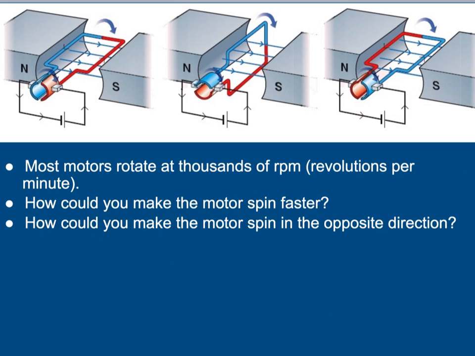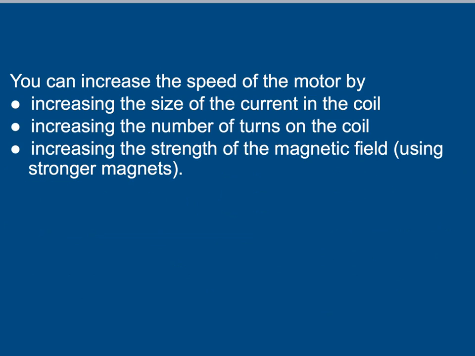Most motors can rotate at thousands of revolutions per minute. Have a think about how you can make a motor spin faster and how you can make a motor spin in the opposite direction. Okay, one thing you can do is increase the size of the current in the coil. You could also increase the number of turns on the coil, and you can also increase the strength of the magnetic field by using stronger magnets. These three things will make your motor turn faster.